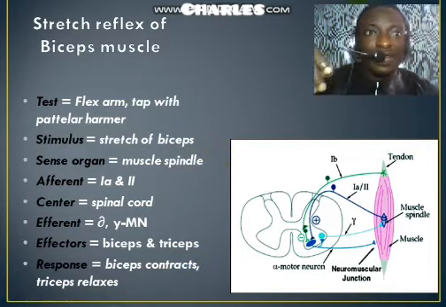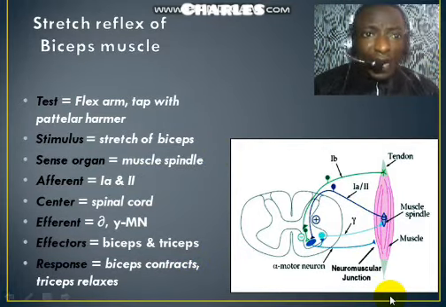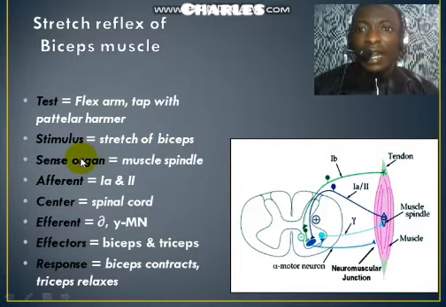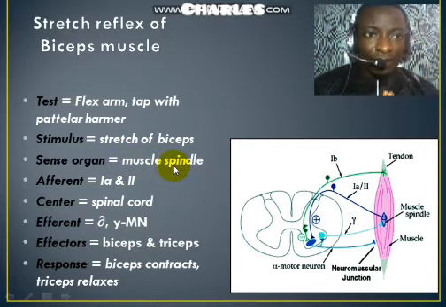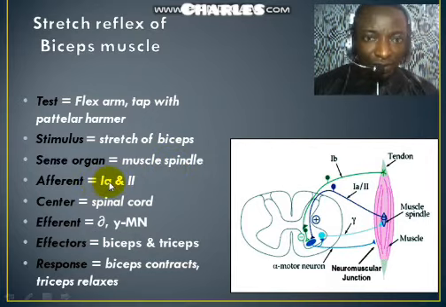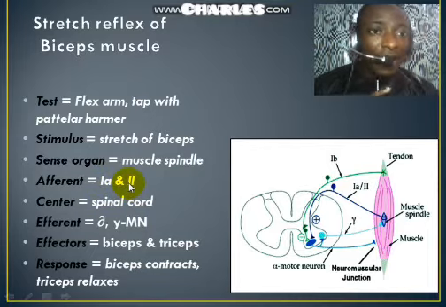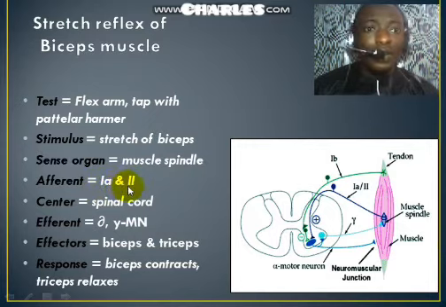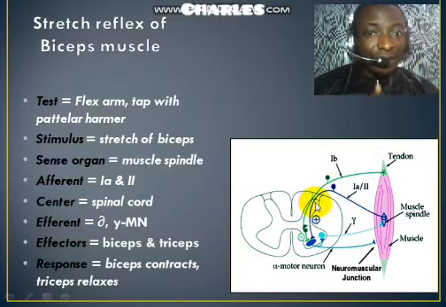Now, when Jessica's bicep muscles are stretched, the sense organs, which are the muscle spindles, are stimulated. The stimulation or activation of the muscle spindles causes activation of the afferent neurons, which are the IA and the II group of nerve fibers. The afferent neurons now carry this information to the integrating center. The integrating center here represents the spinal cord.